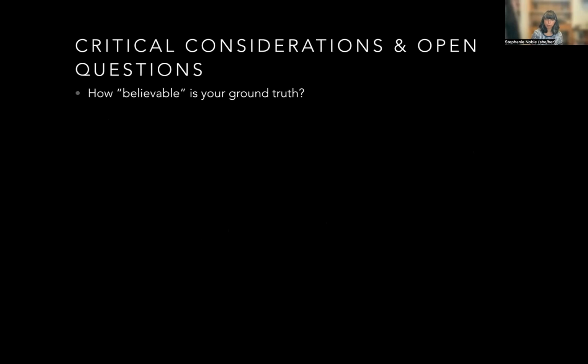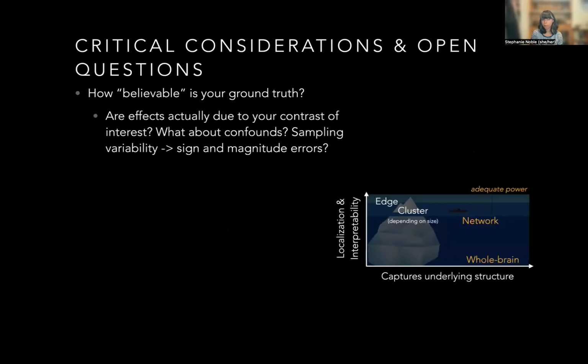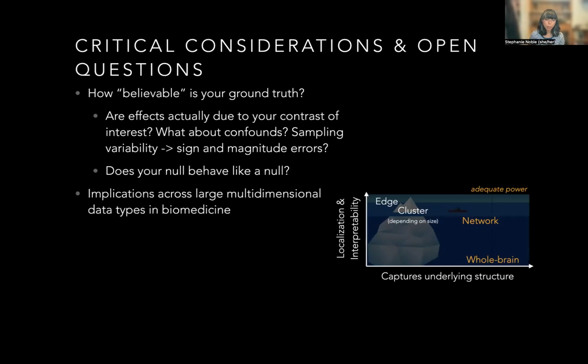There are a number of critical considerations when we're using empirical benchmarking. I think the chief amongst these is to really carefully consider how believable your ground truth is. Are effects due to the contrast or inference of interest? Maybe they're due to confounds. It's worth considering that. You're also still, with the full data set, dealing with sampling variability, so there are errors there. If you're using a null-based procedure, if you're interested in simulating a null, does your null actually behave like a null?